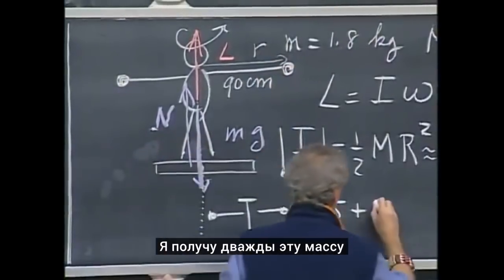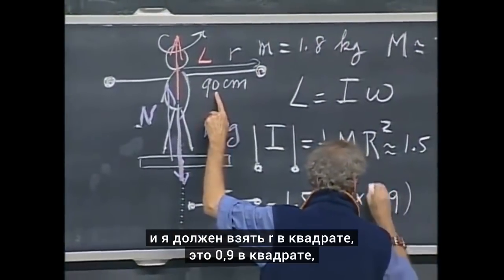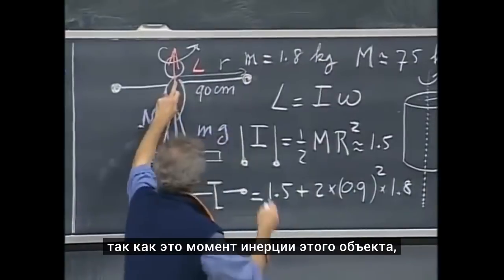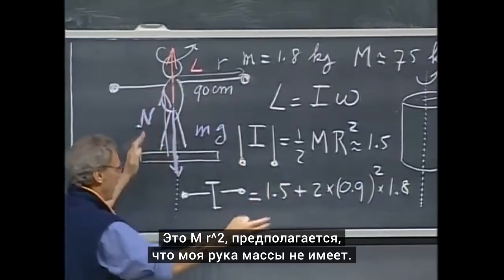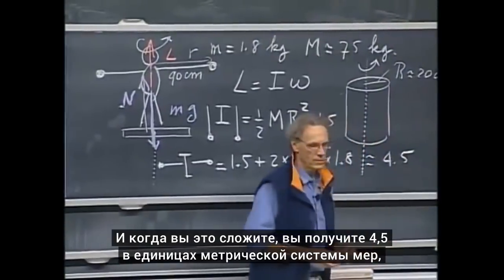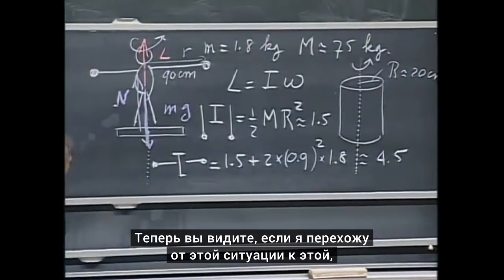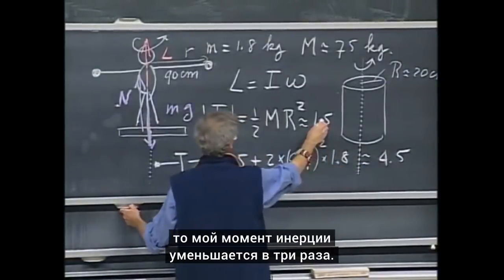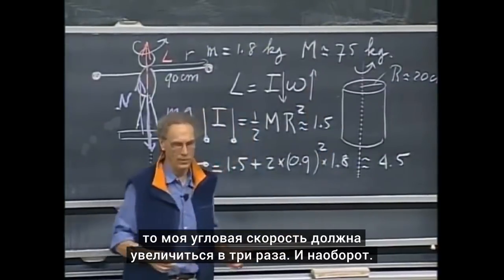And so I get twice that mass, and then I have to take r squared, which is 0.9 squared, and I have to take the 1.8, because that's the moment of inertia of this object about this point. That is mr squared. I assume that my arm has no mass. And when you add this up, you'll find 4.5 in MKS units, kilograms, meters squared. And now you see, if I go from this situation to this, my moment of inertia goes down by a factor of 3. And if my moment of inertia goes down by a factor of 3, my angular velocity must go up by a factor of 3, and vice versa.